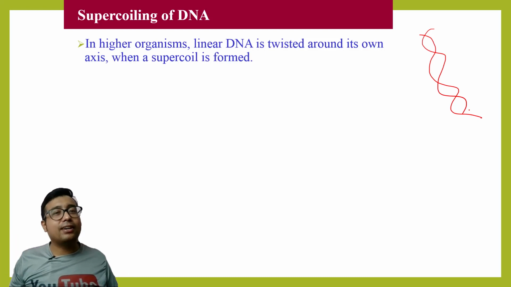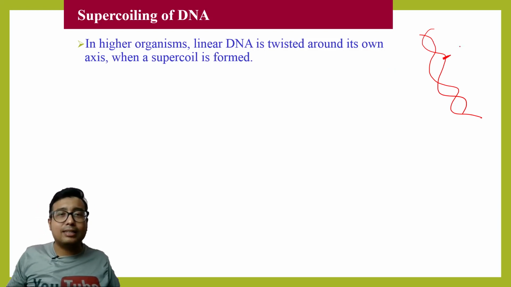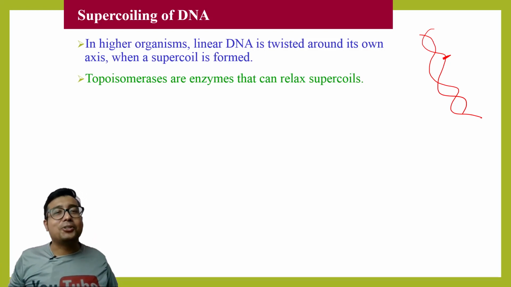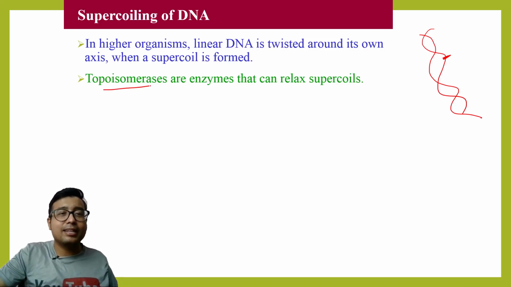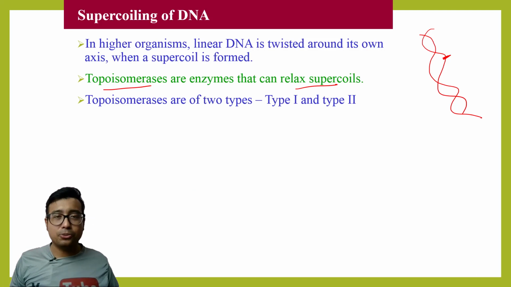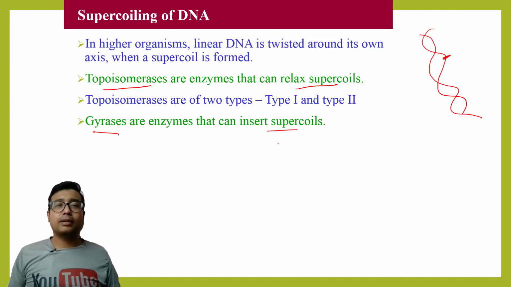So let us first talk about the enzymes that break these supercoils. Any enzyme that breaks these apart, it will suddenly unwind. These are topoisomerases. So topoisomerases can relax the supercoil. There are actually two types of topoisomerase, 1 and 2. But who will induce supercoiling? That is DNA gyrase. Gyrases are the enzymes that can help in supercoil insertion.